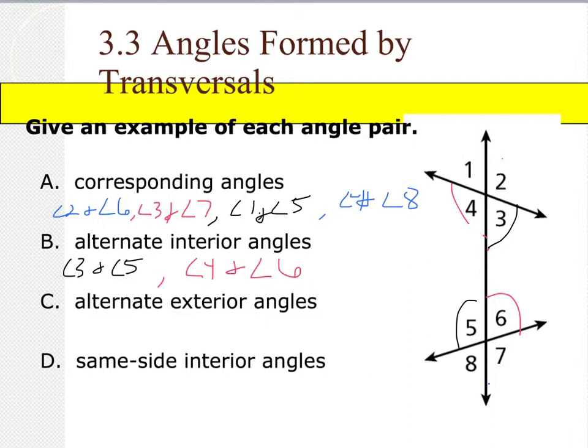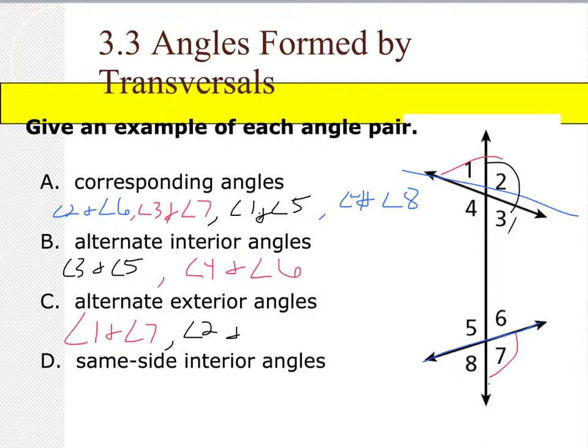Okay, moving on to alternate exterior, on the outside of those two lines. So this line and this line, on the outside of that. So angle 1 and angle 7 would be a great example of two exterior angles. The other ones would be angle 2 and angle 8. Okay, those are two alternate exterior angles on the opposite sides of that transversal.